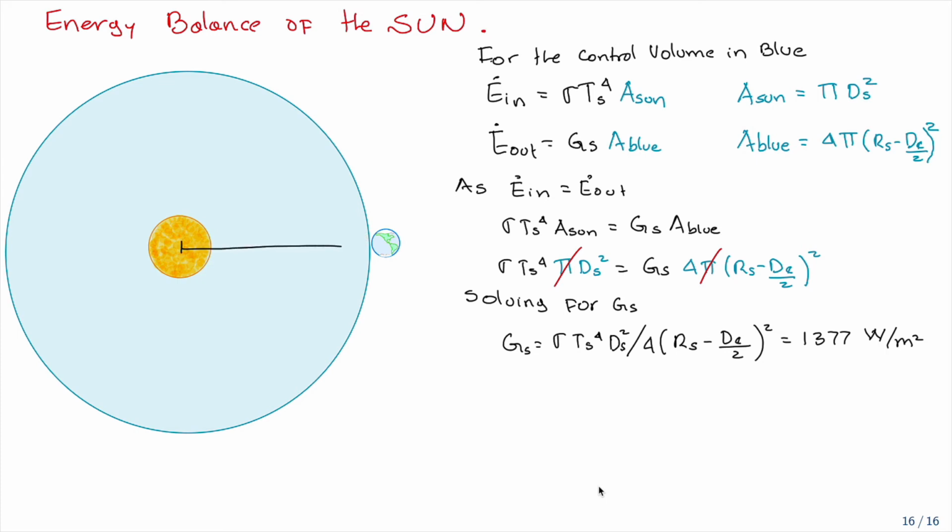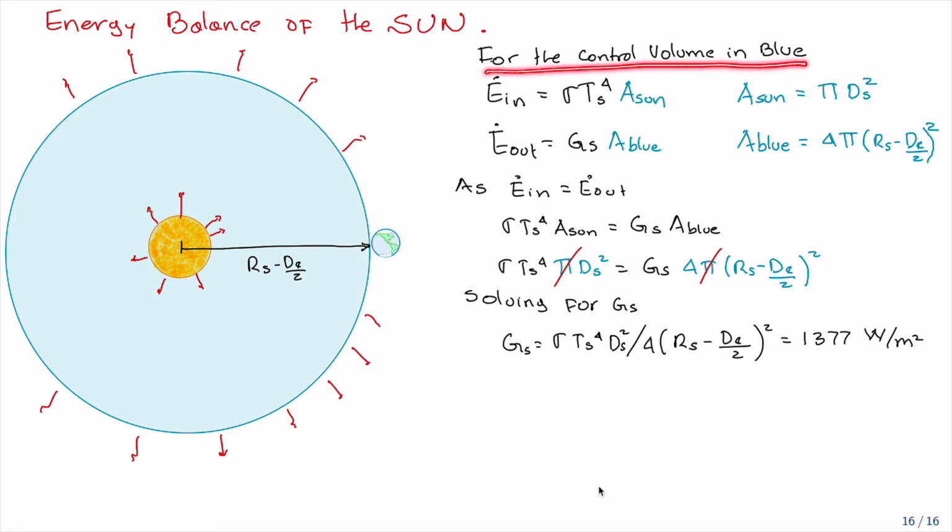The length of the external radius is equal to the distance from the Sun to the Earth minus the radius of the Earth. The energy that is coming into our control volume corresponds to the energy emitted by the Sun at a given temperature. That whole energy is going out through the external surface of this big sphere, and only a section of that energy is reaching the Earth.